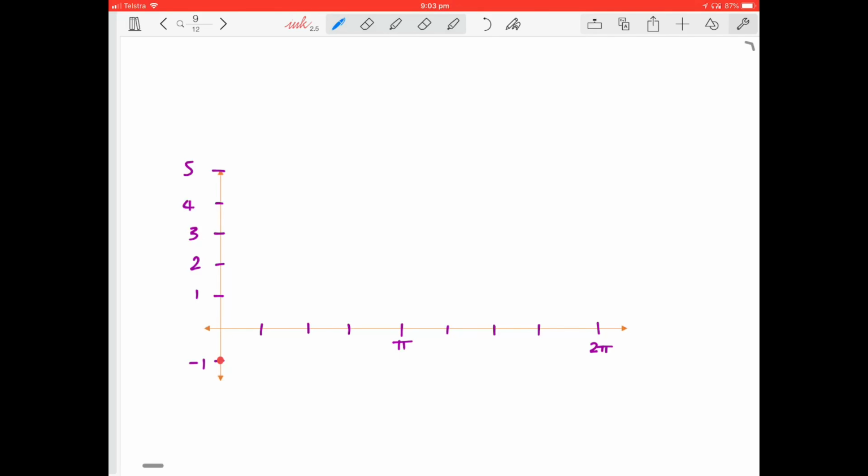So my center is at 2, so it's going to go up to 2. Then at another chunk, it's going to go up to 5. Another chunk, it's going to go back down to 2. Another chunk, it's going to be at -1. Another chunk, it's going to be up at 2. Then it's going to be up at 5. Another chunk down to 2. And then lastly, it's going to be back down to -1.